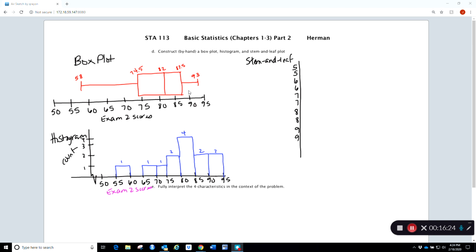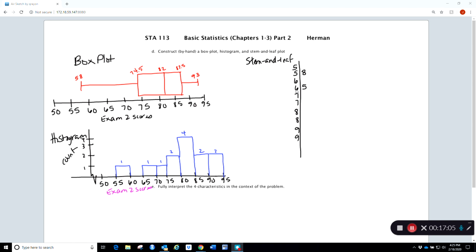And then we're just going to attach the appropriate leaf. So our lowest score was a 58. So I want to attach an 8 to one of the 5s. All the leaves of 0 through 4 will go to the first stem, and all the leaves 5 through 9 would go to the second part of the stem. So the 8 will be attached to the second 5 stem. For our 60s, we only had 1 student score in the 60s, and it was a score of 65. So that's going to again go in the second stem, because that's our leaves of 5 through 9 that go there.